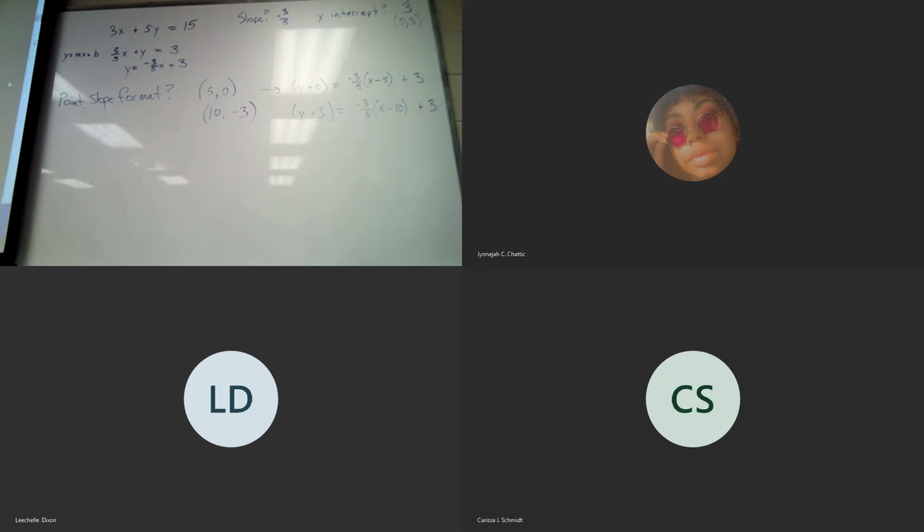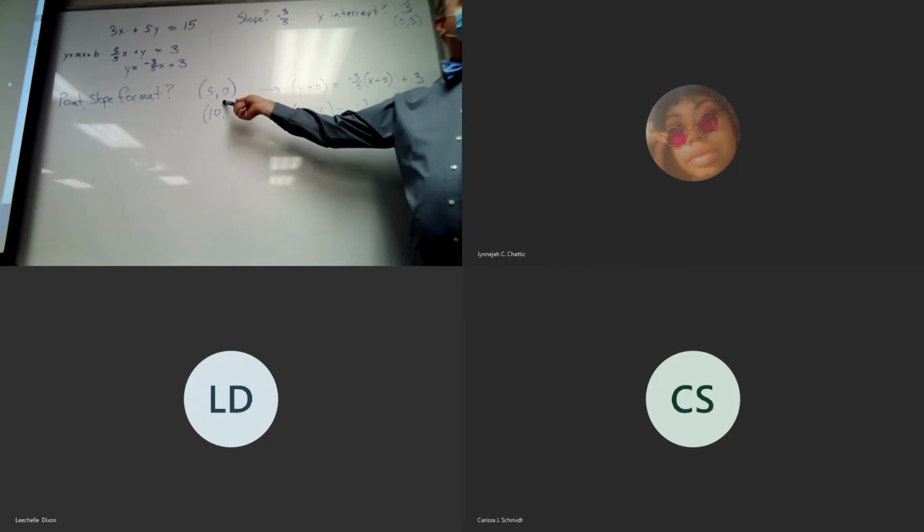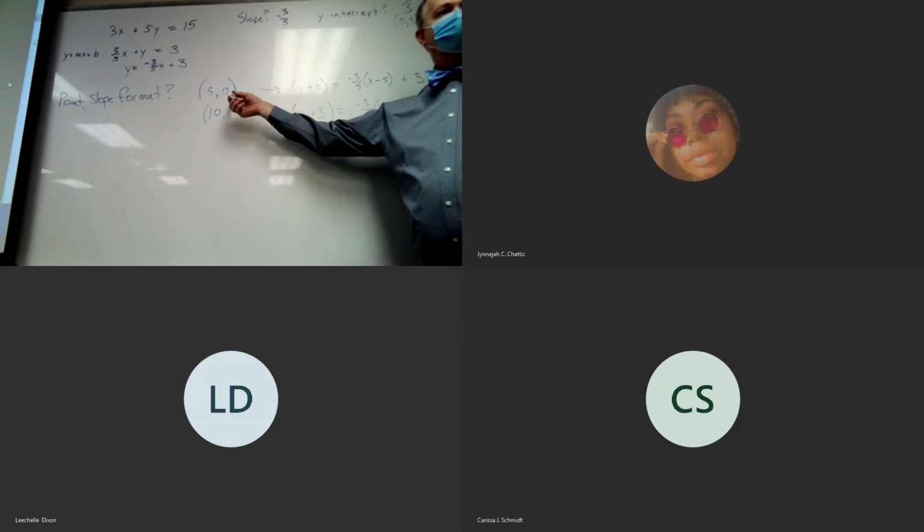How did you get the x and y being 5 and 0, and then the 10 and negative 3? How did you choose those? Because I was given the points. Give me the slope format, given that point.